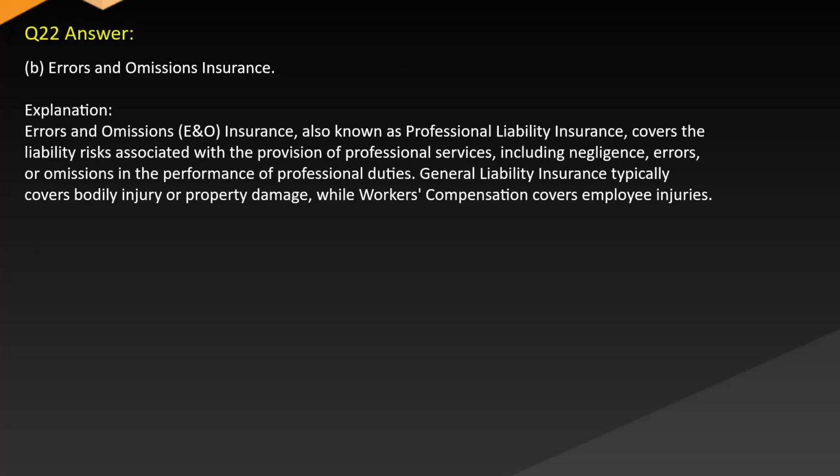Answer: B. Errors and omissions insurance. Explanation: errors and omissions (E&O) insurance, also known as professional liability insurance, covers the liability risks associated with the provision of professional services, including negligence, errors, or omissions in the performance of professional duties. General liability insurance typically covers bodily injury or property damage, while workers' compensation covers employee injuries.